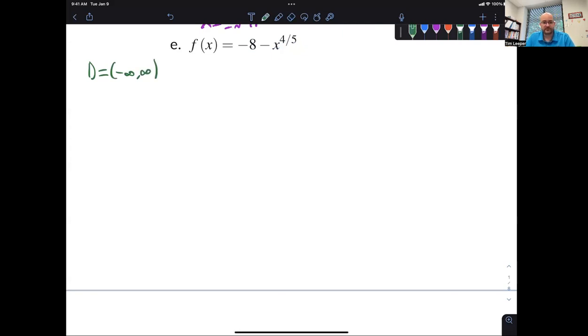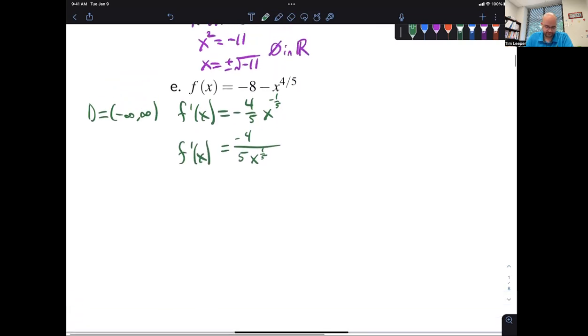Then we need to go ahead and find the derivative. The derivative here is actually pretty simple. -8 goes to 0. We don't need to deal with it. But the 4/5 goes in front, makes that -4/5. And then x to the subtract 1, that makes that x to the -1/5. Good. Now bring that x to the -1/5 to the denominator here. That gives me -4/5 times x to the 1/5 power. And there you go. That is the derivative.